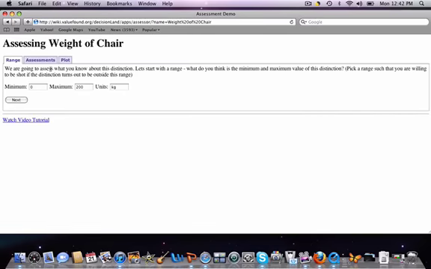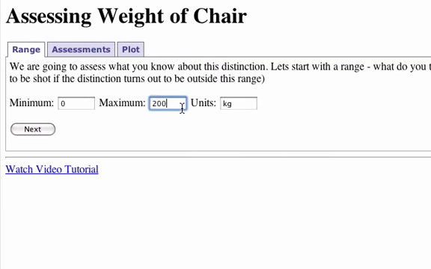All right, so for a chair that I'm currently looking at, I need to specify the minimum weight, the maximum weight, and the units. Now the default has been set to 200. I know for sure that the chair I'm looking at cannot be above 50 kilos, so I'm going to set it from 0 to 50.